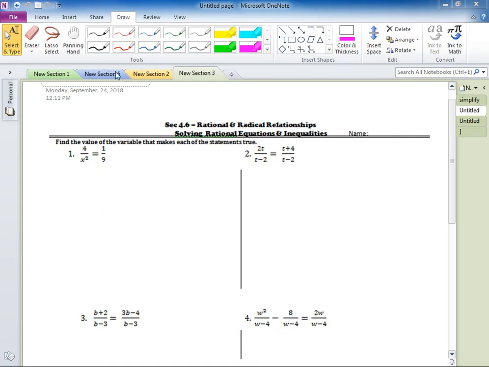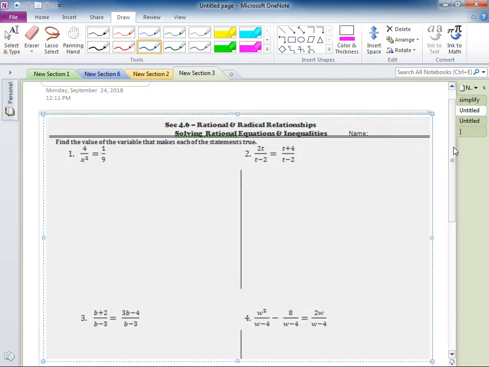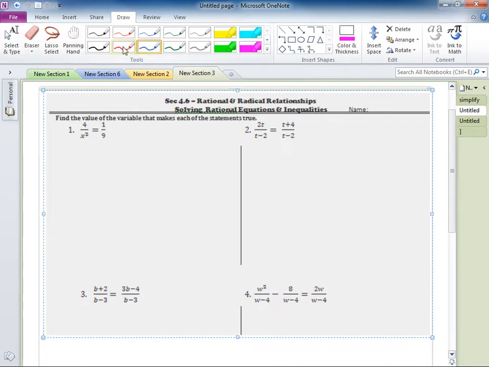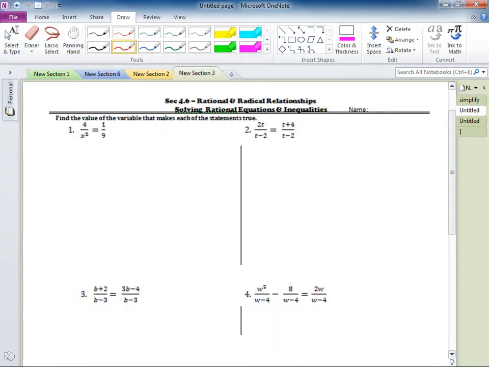Alright, question number 1. Let's solve, okay? What is the least common denominator? Do we have denominators? Yes. What's the least common denominator, or least common multiple? 9x squared.